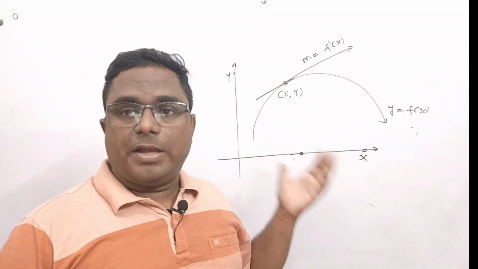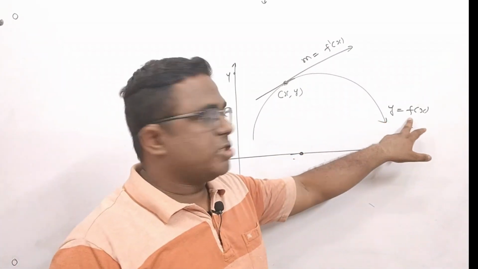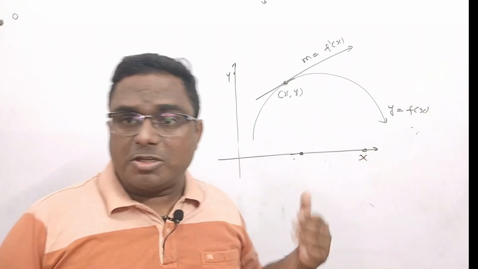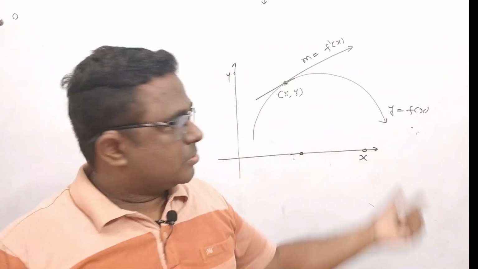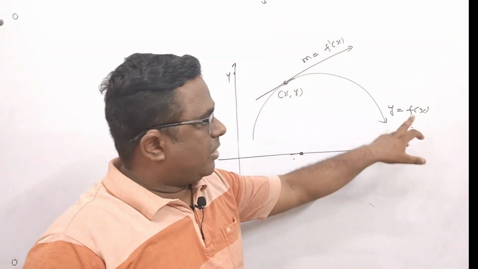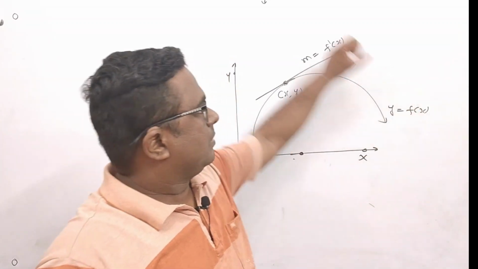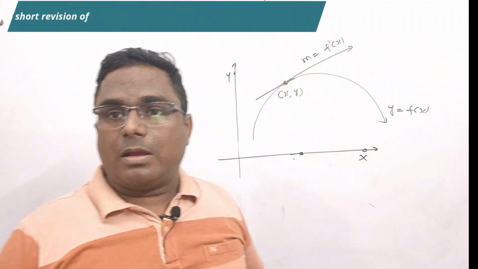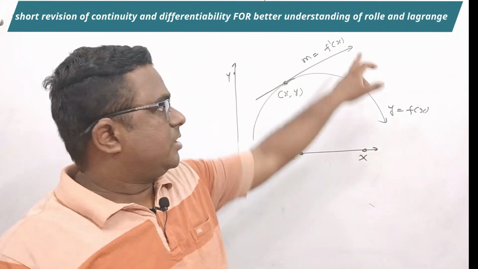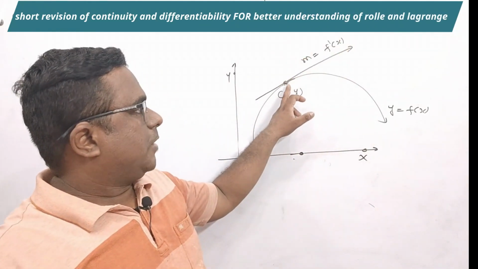What is f dash x? F dash x is the differential coefficient of f(x) or derivative of f(x). You have studied the topic of derivatives. So derivative of f(x) is denoted by f dash x. And if I do the derivative of f(x), then I will get the slope of the tangent. Alright, this tangent will be at point (x, y).